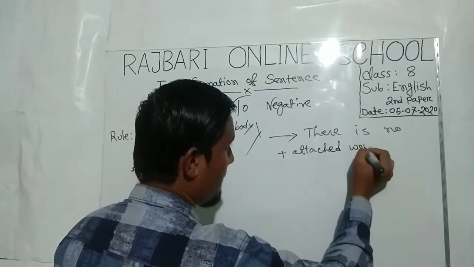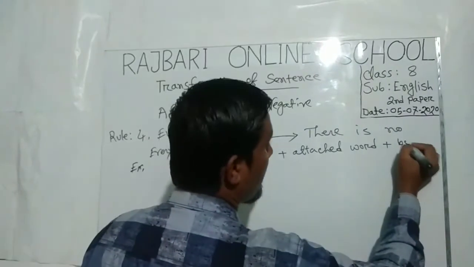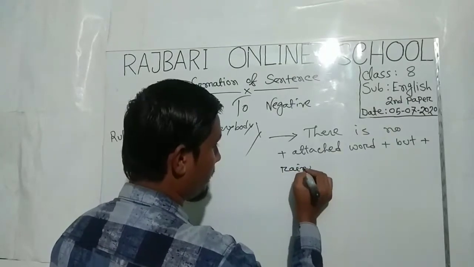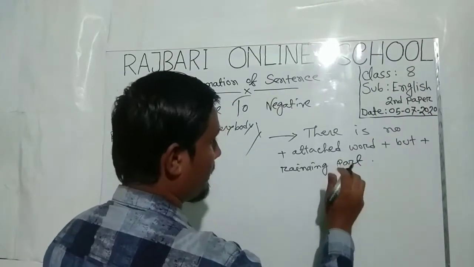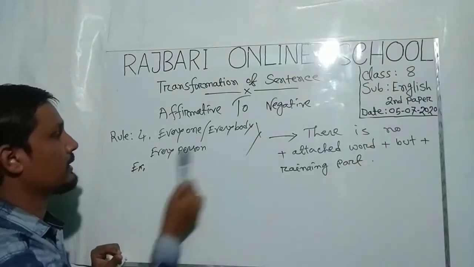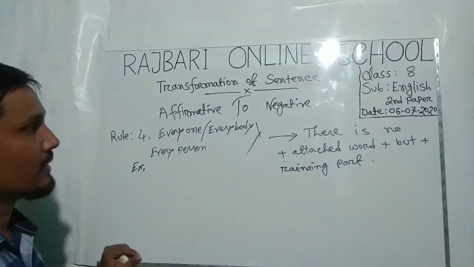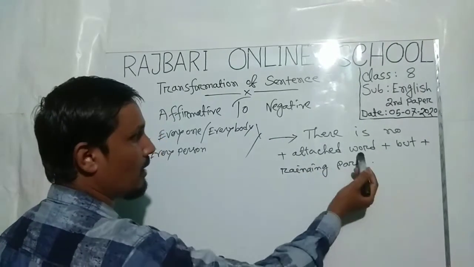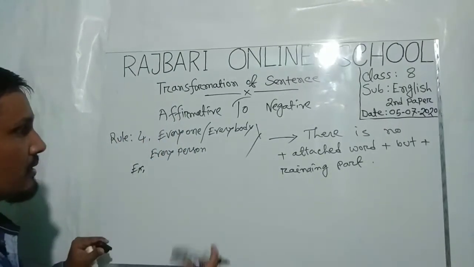Attached word plus but plus remaining part. Okay, let's try to understand this rule. If you see everyone, everybody, every person at the starting point of affirmative sentence and you have to do the negative sentence, that time you have to use there is no plus attached word plus but plus remaining part of that sentence. Okay, let's try to understand the sentence.